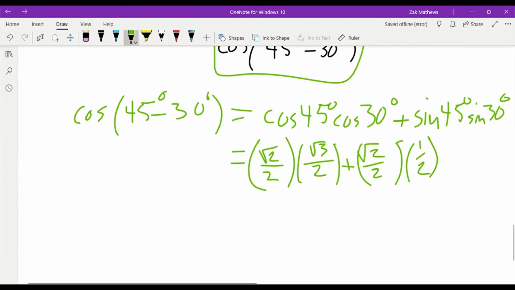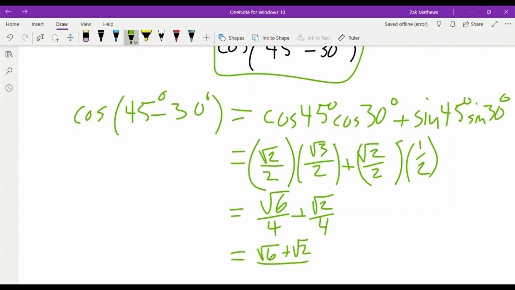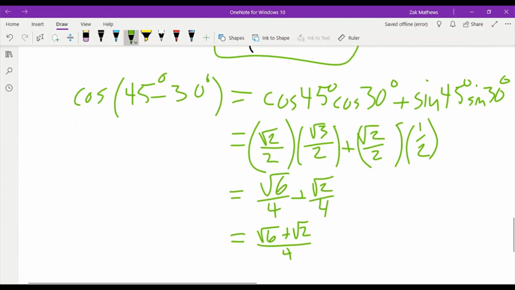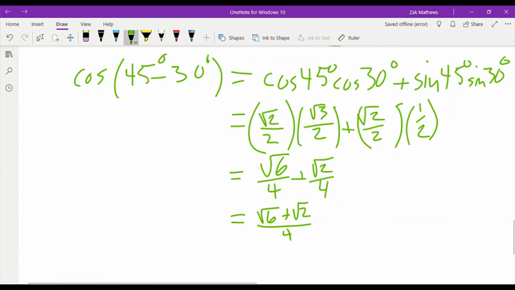And so we get a root 6 over 4 plus root 2 over 4. Looking very similar to that very first example we did together. Just because, again, we're circling the same values, the 45s, 30s, 60s, giving us kind of the same values. The difference is we're not done.